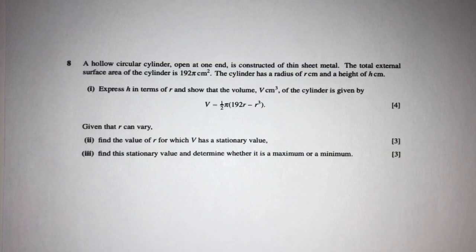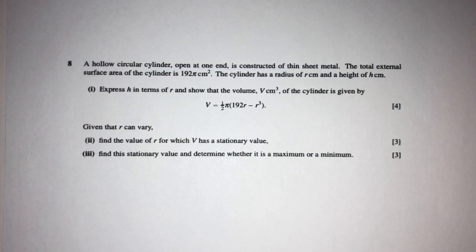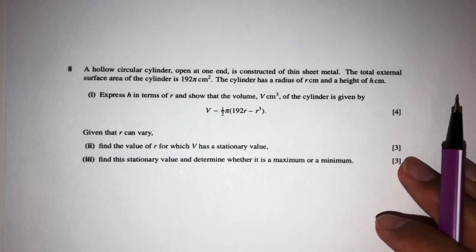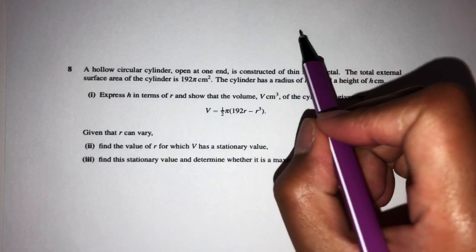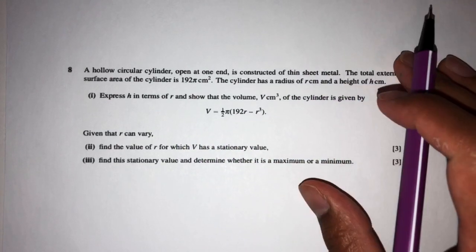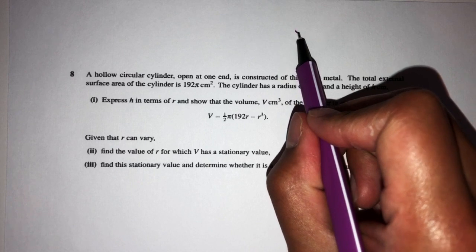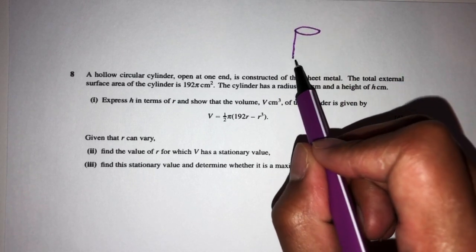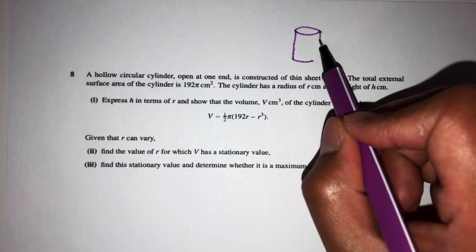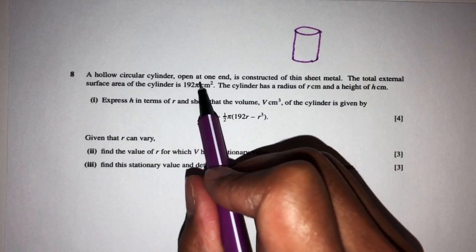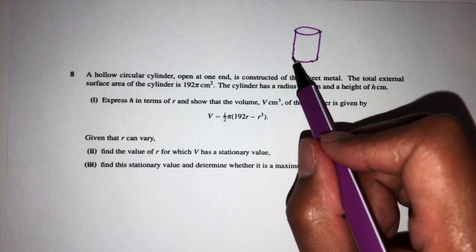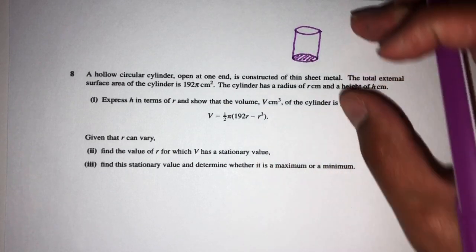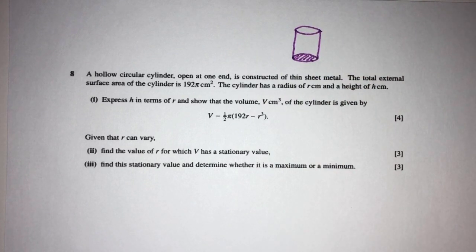So here we have a hollow circular cylinder. First things first, what do you understand by this? Hollow means it is open at one end. So let me draw something to help us with this question. Here we have a cylinder. On top it is open, and then at the bottom I think it is closed, because it tells you here it is open at one end. So this is the shape of a cylinder. We have to know this for math questions.